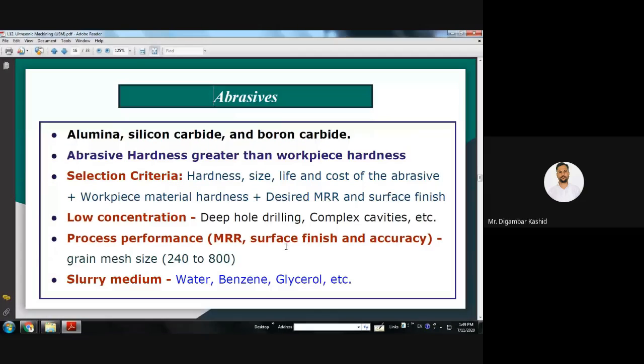Let us discuss the abrasive. Again, the abrasive is the most important element or component of our USM process setup.